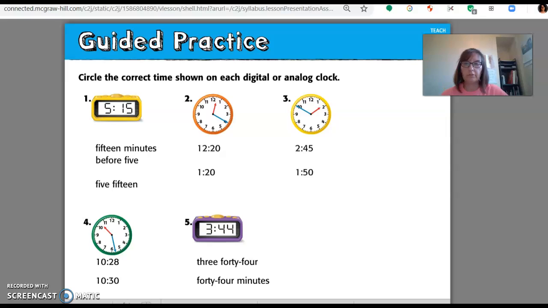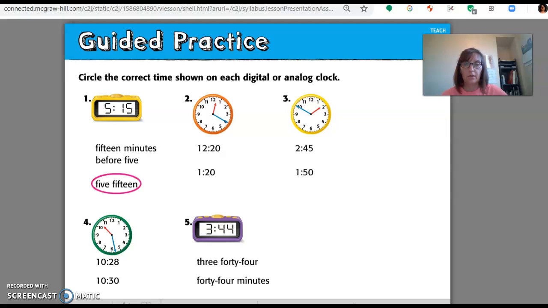In the guided practice, the directions say to circle the correct time shown on each digital or analog clock. On number 1, it shows you in digital form 5:15. Remember that what's before the colon is the hour and what's after is the minutes. So which is correct? Is it 15 minutes before 5 or 5:15? That's right, 5:15. Good job.